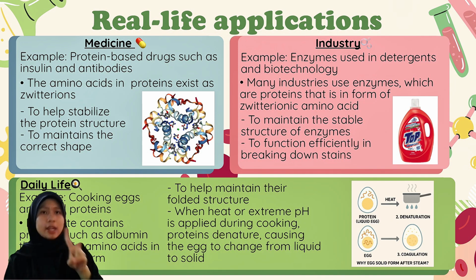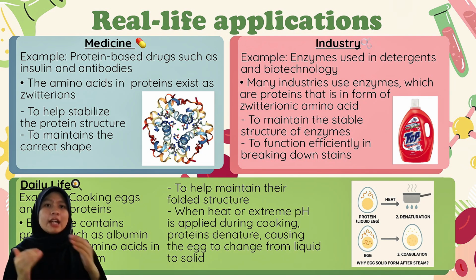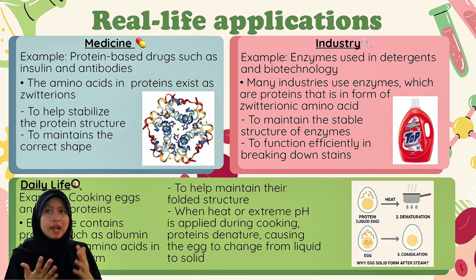And now the second category is industry. For example, the enzymes used in detergents and biotechnology. Many industries use enzymes, which are proteins in zwitterionic form. It is to maintain the stable structure of the enzyme and to function efficiently in breaking down stains.